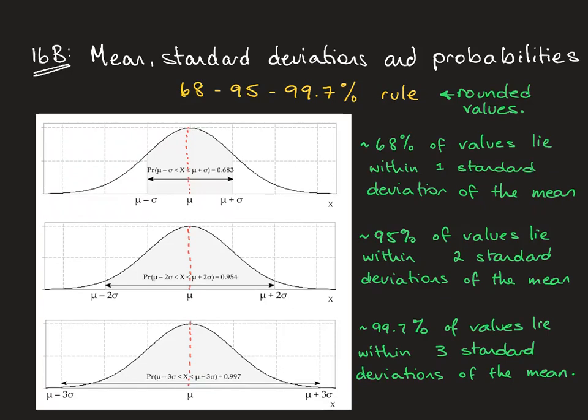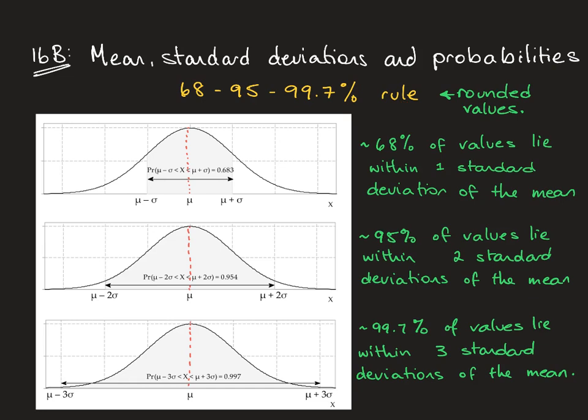In this video, we're going to look at the mean and the standard deviation for a normal distribution and the probabilities that are associated with them. And we're going to start by looking at the 68, 95, 99.7% rule.